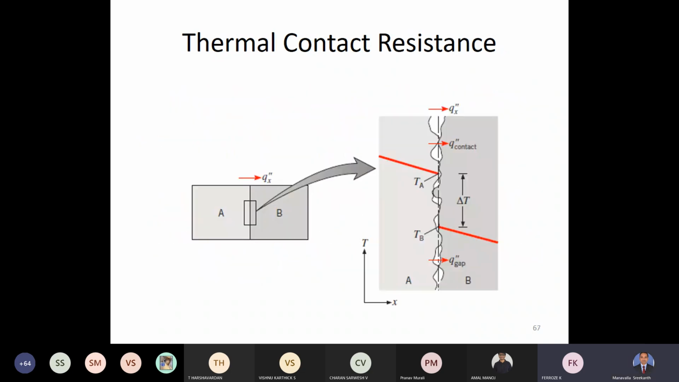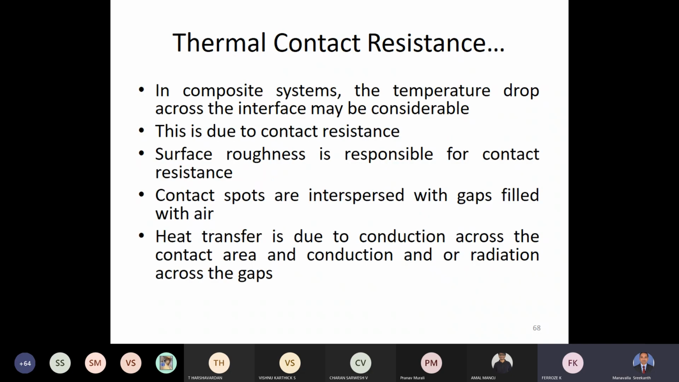You see here, there is a contact, so conduction resistance, and in these gaps, if the temperatures are high, then there will be radiation resistance also. And if the gap is big enough, there can also be convection resistance. With a small gap, the convection is suppressed, but with large gaps, the convection can also come.